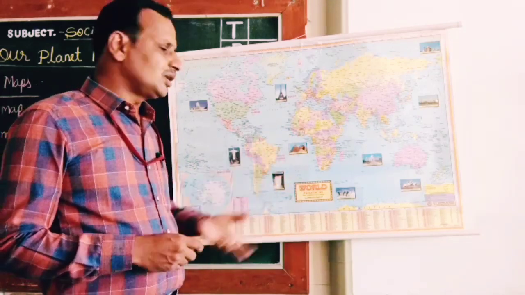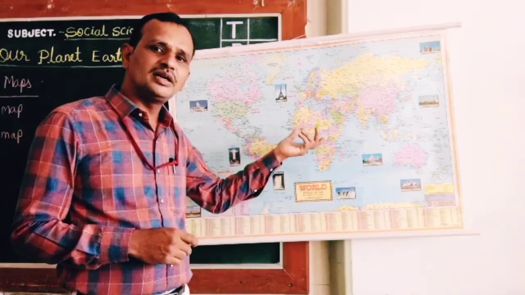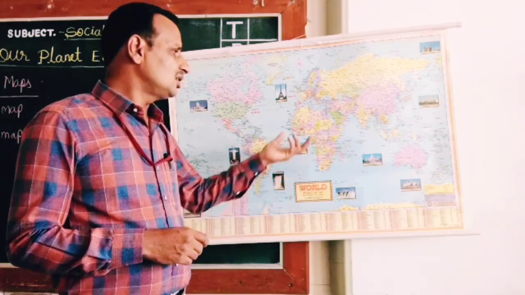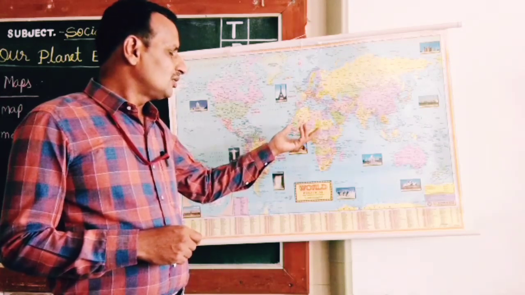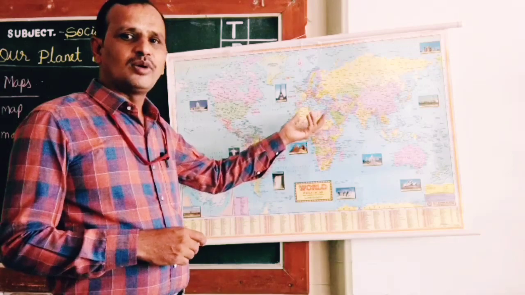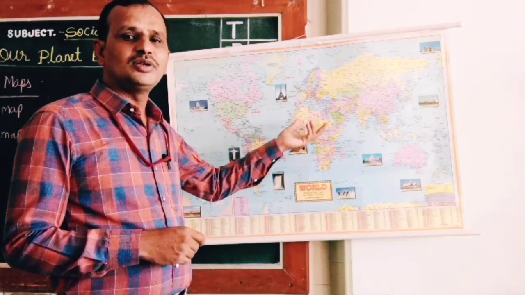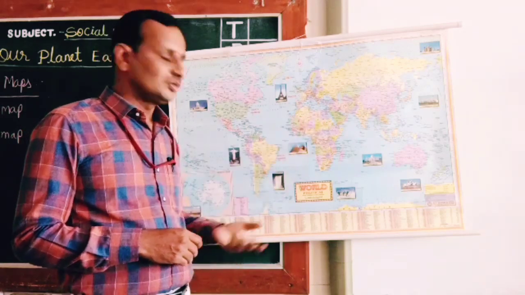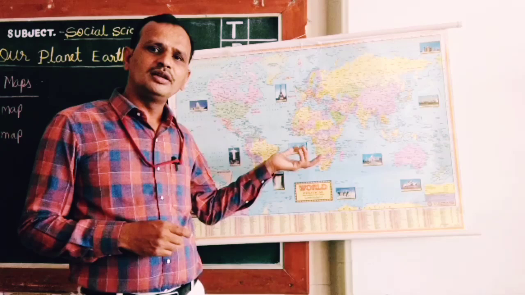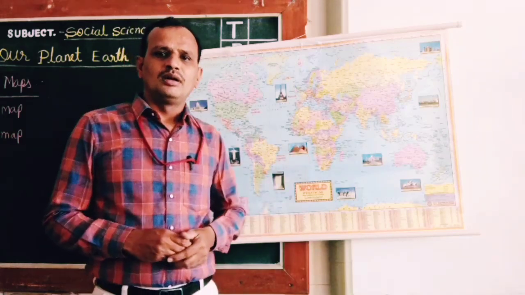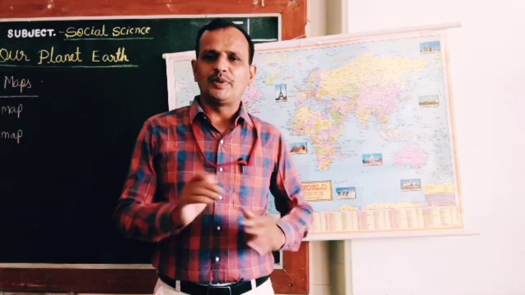So this is the world political map, and through this map you can find the borders of the countries, because this is a world map. In this map you can see many countries and their borders, and their capitals also you can find through this map. So this is an example of a political map, and I hope you all understood today's topic about the map.